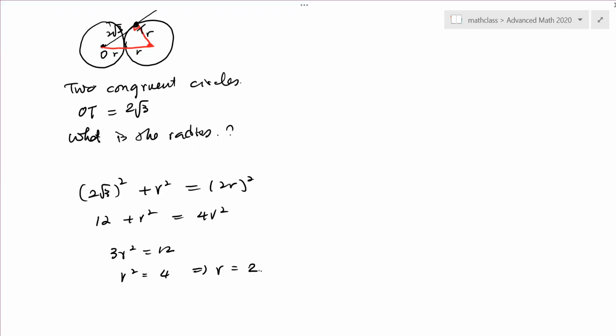No, it's not equal to 3r. How do you know that's 3r? Okay, right, 2 square root 3 is not equal to 3r. If it's 3r, then you already found r, right? Nobody told you it must be 3r.